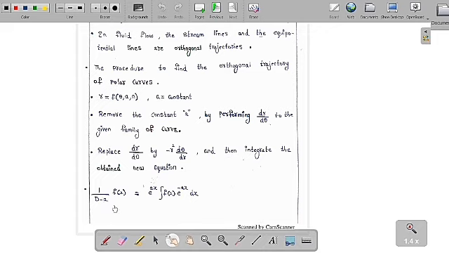1 by (D minus a) into f of x, I have already told you, is e to the power of ax into the integral of f of x into e to the power of minus ax into dx. This is the way that you have to go in order to figure out the particular integral solution. I already discussed this point.